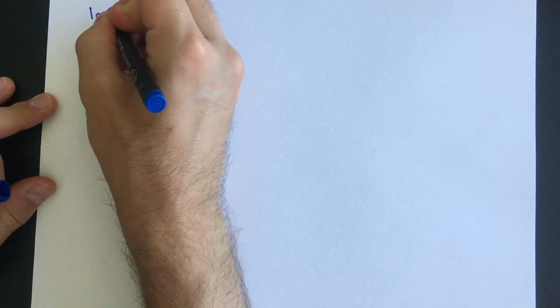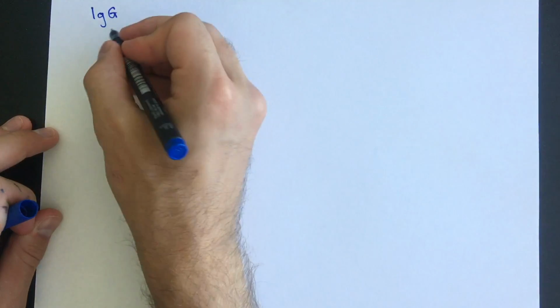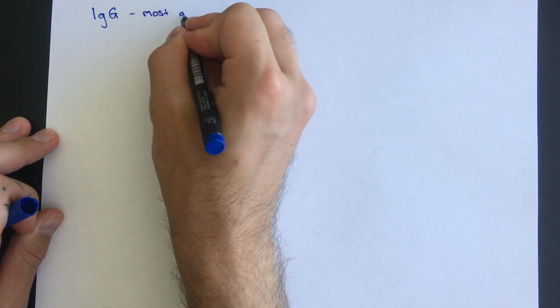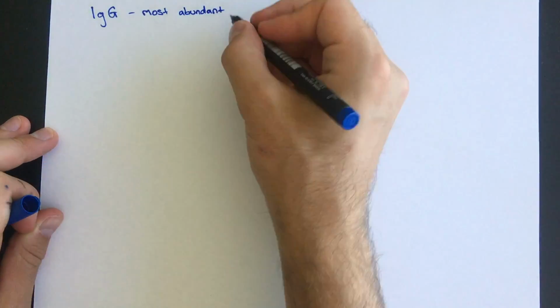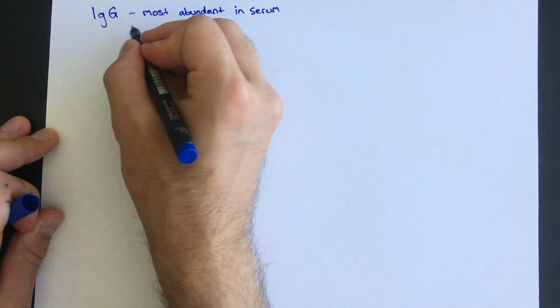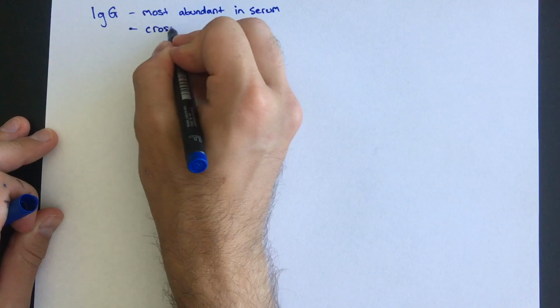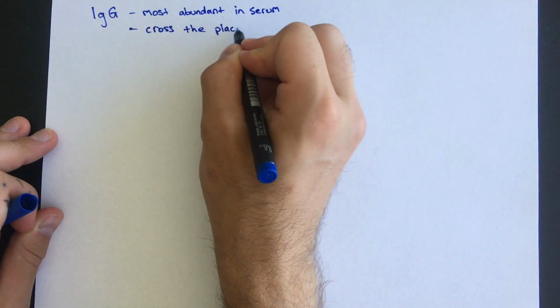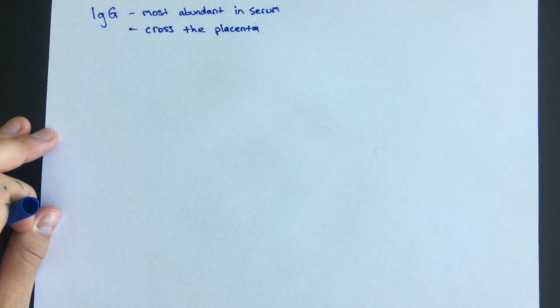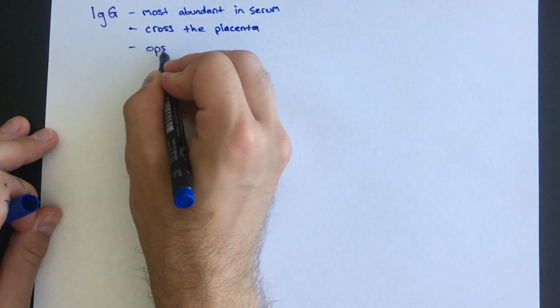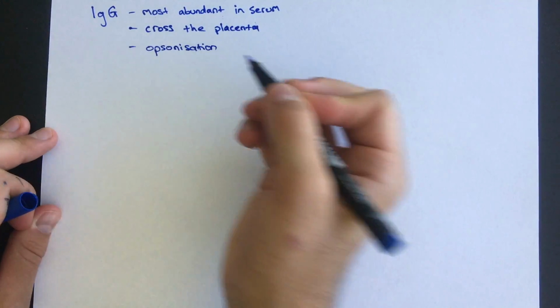Starting with IgG. IgG is important for several reasons. IgG is the most abundant antibody in serum, and notably it can cross the placenta from the mother to the fetus, providing protection from infections, or in certain instances even causing damage to the fetus, such as red blood cell antibodies. One of the important functions of IgG is opsonization.